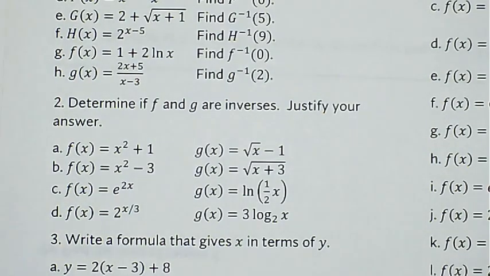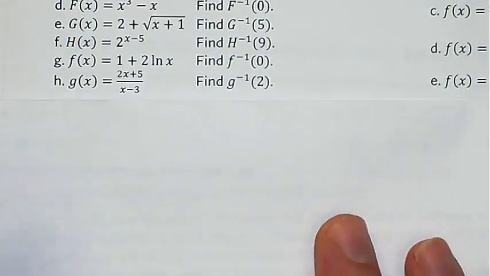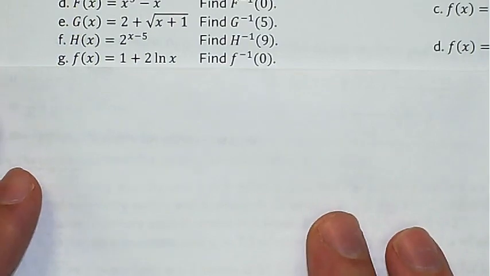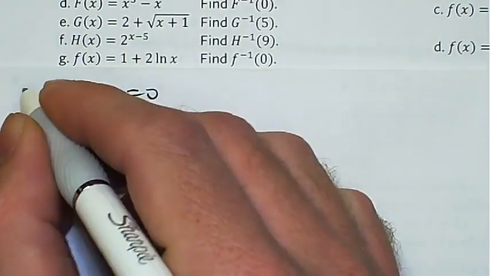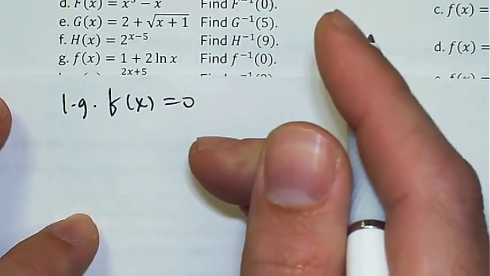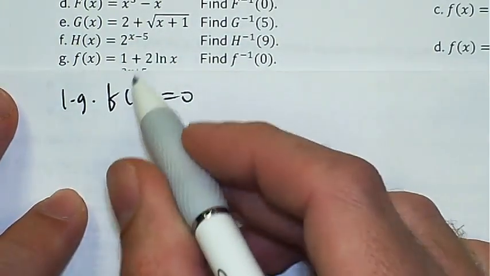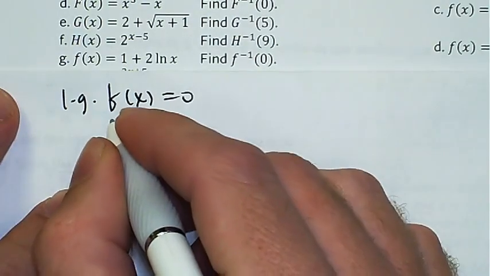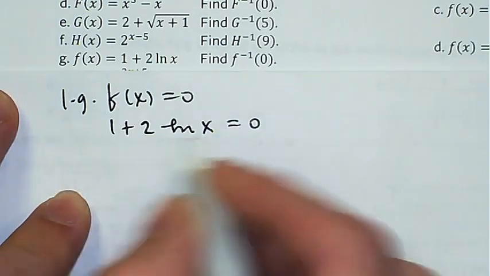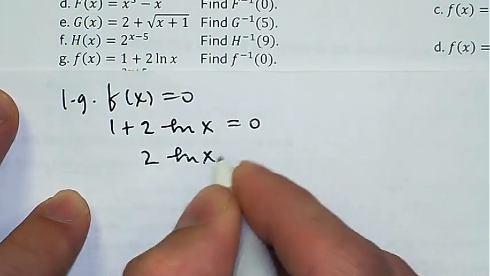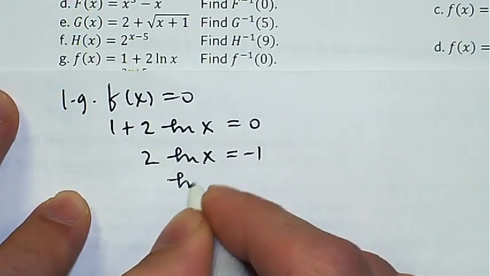G is going to be 1 plus 2 natural log of x. F inverse of 0. All right. So f inverse of 0, that's where f of x equals 0. And f of x is 1 plus 2 natural log x. We're going to subtract 1, divide by 2.